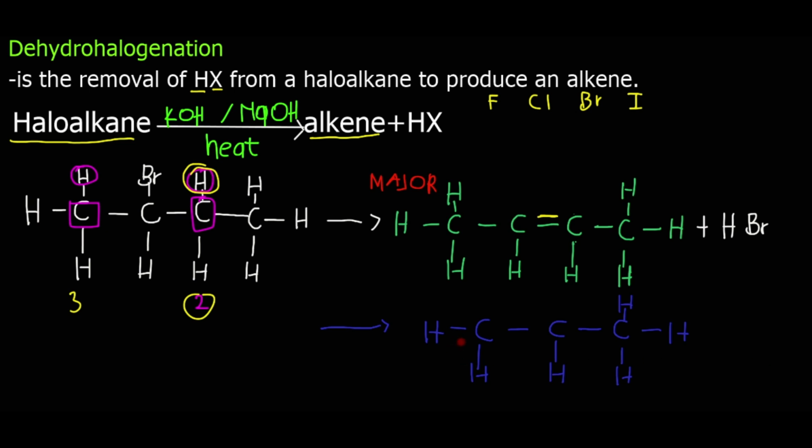But what if we remove a hydrogen that is close to the halogen, but we remove it from a carbon that has more hydrogens, like this one. This one has 3 hydrogens. So if we remove this hydrogen, we add the double bond here, but we will have a minor product.